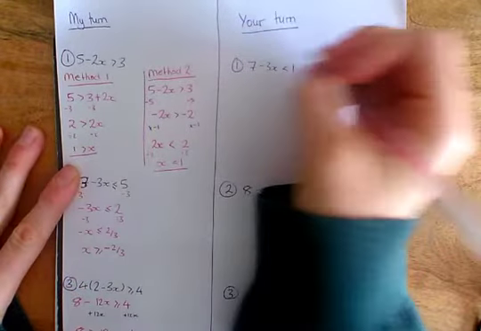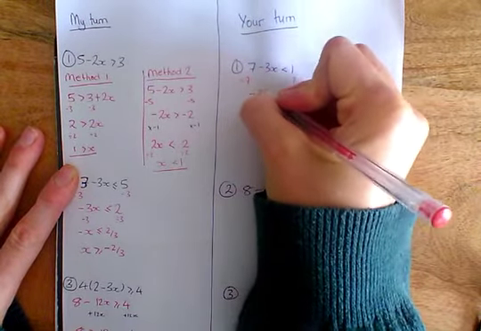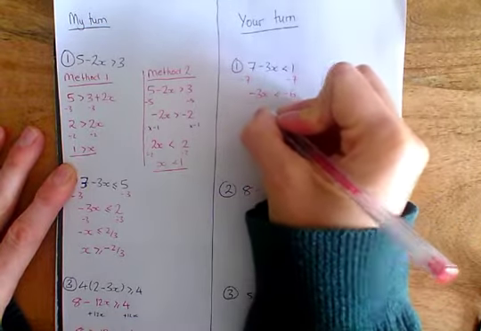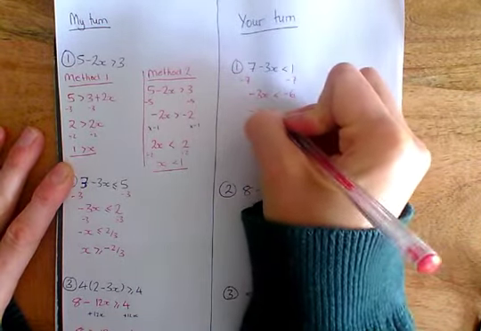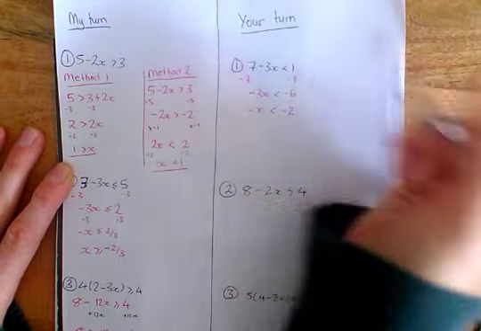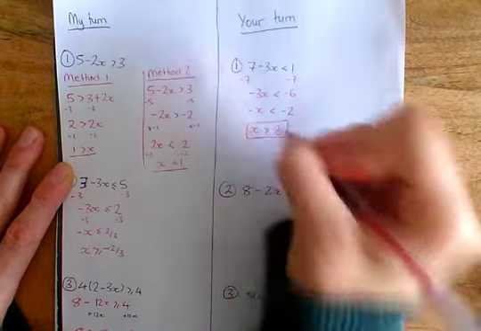So here I'm going to subtract 7 from both sides, so I've got -3x is less than -6. Then if I divide throughout by 3, I've got -x is less than -2. And then if I times by -1 and swap the sign, I've got x is then greater than 2.